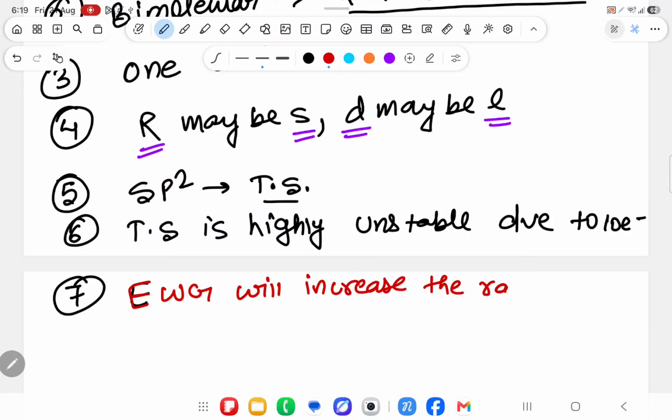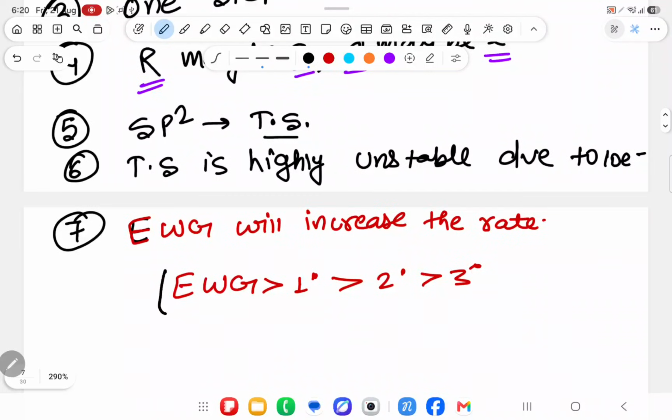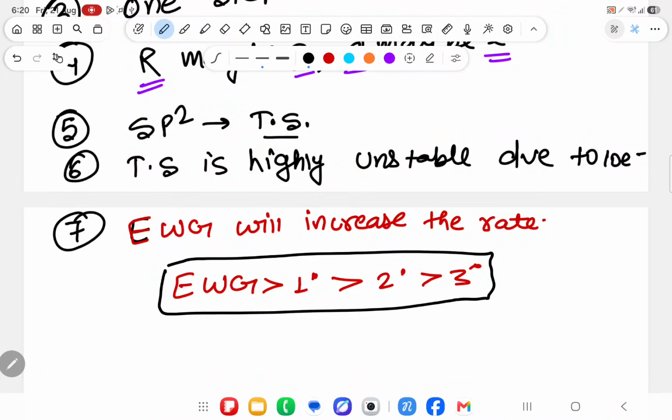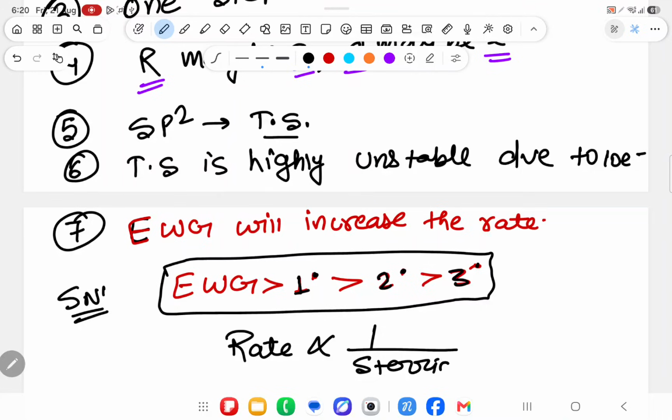increase the rate. It means if they ask which one of the following will do SN2 very fast, you will have to check first electron withdrawing group, second 1 degree, third 2 degree, fourth 3 degree. If there is an electron withdrawing group, that will be the most stable and SN2 will happen most fast. If there is no electron withdrawing group, then 1 degree, then 2 degree, then 3 degree, because the rate is inversely proportional to steric hindrance.